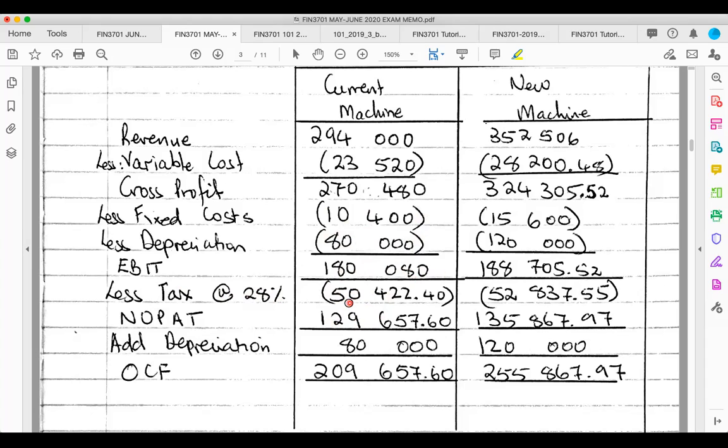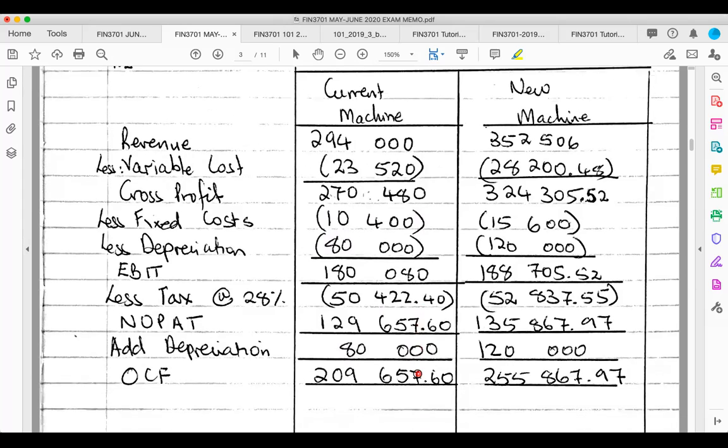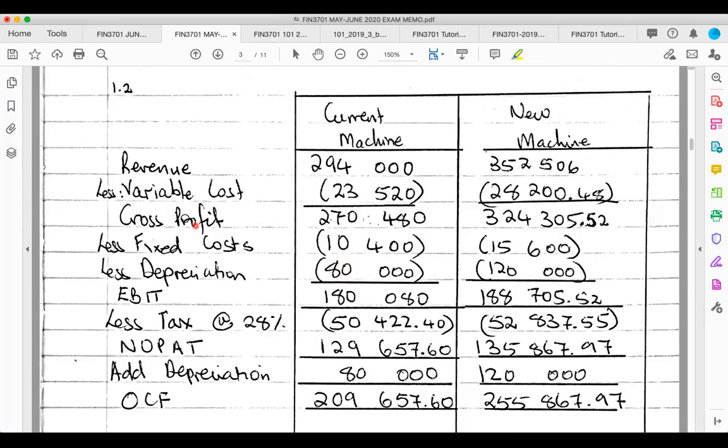And then if we subtract that, we get 129,657.60, which is the net operating profit after tax. And then we add back this depreciation expense to give us the operating cash flow. So those were the calculations for the current machine.